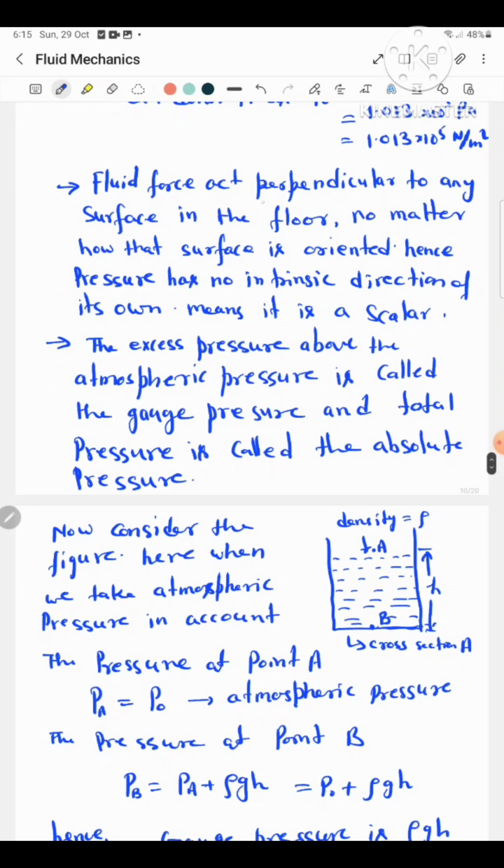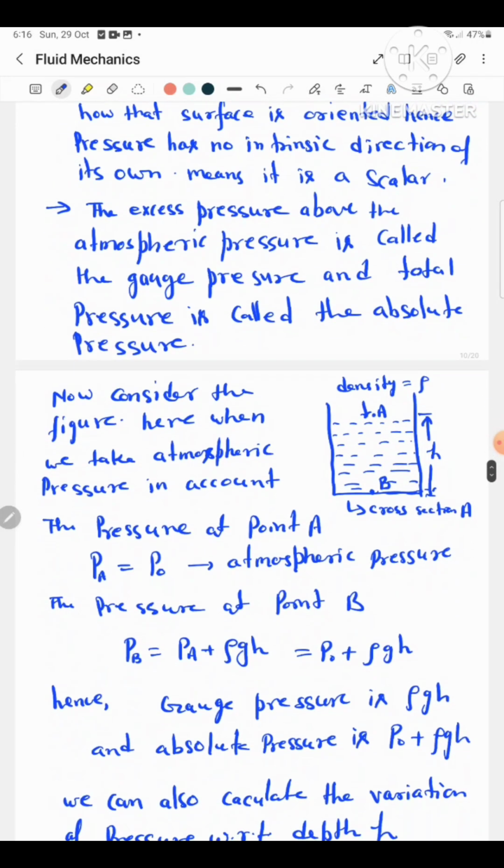Fluid force acts perpendicular to any surface in the fluid, no matter how that surface is oriented. Hence, pressure has no intrinsic direction of its own, meaning it is a scalar quantity. The excess pressure above the atmospheric pressure is called the gauge pressure, and the total pressure is called the absolute pressure.